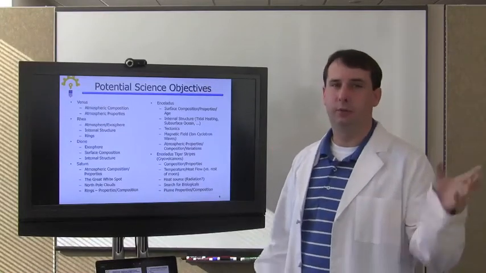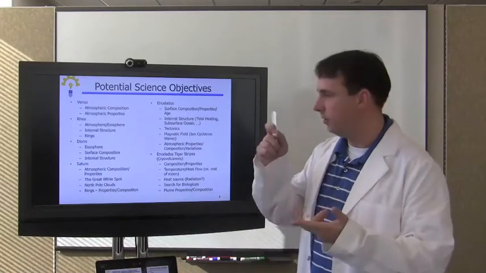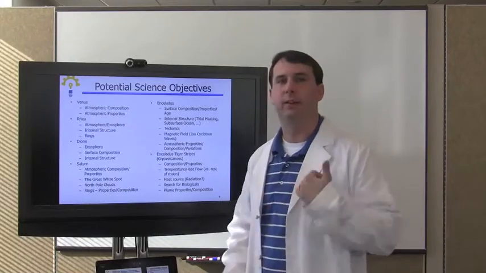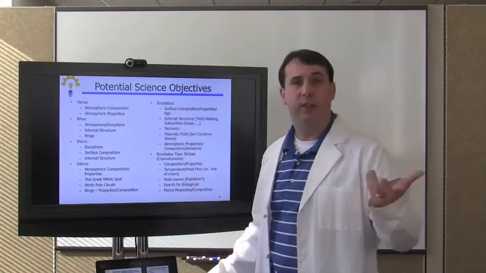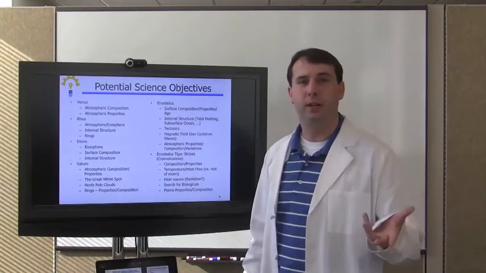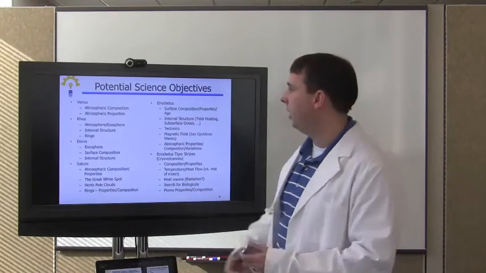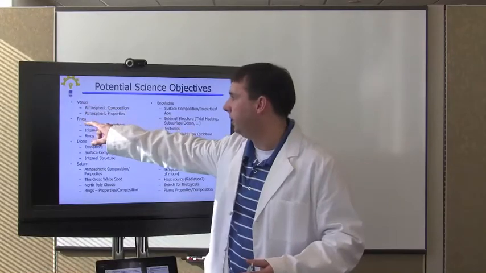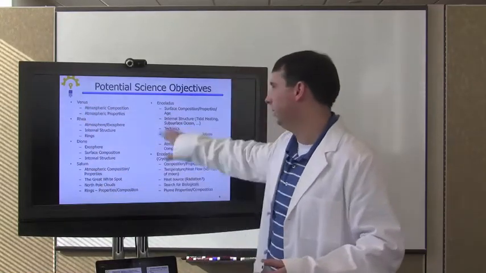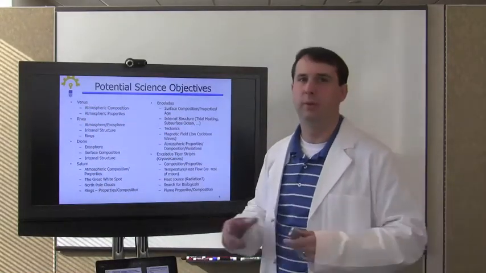Potential science questions. As I said, we go by Venus, Rhea, Dione, Saturn, and then Enceladus. Those are potential locations where you could do some interesting science. Your science objectives could be at those locations, and that's how I have this broken down: Venus, Rhea, Dione, Saturn, and Enceladus. It's got a lot of Enceladus because that's where our primary mission is.